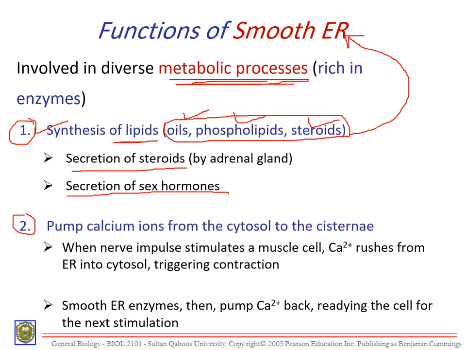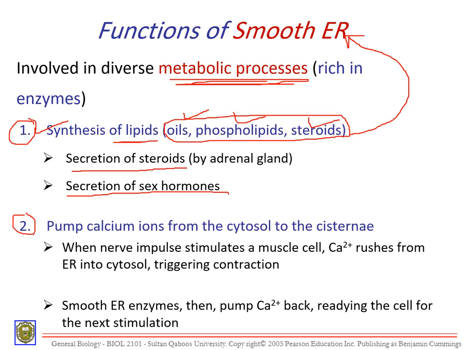So basically, you can think of it as it helps assist in the muscle contraction process. So during muscle contractions, we need the smooth ER because it has enzymes that will assist muscle contraction by allowing the calcium to rush into the cytosol. That was the smooth ER.